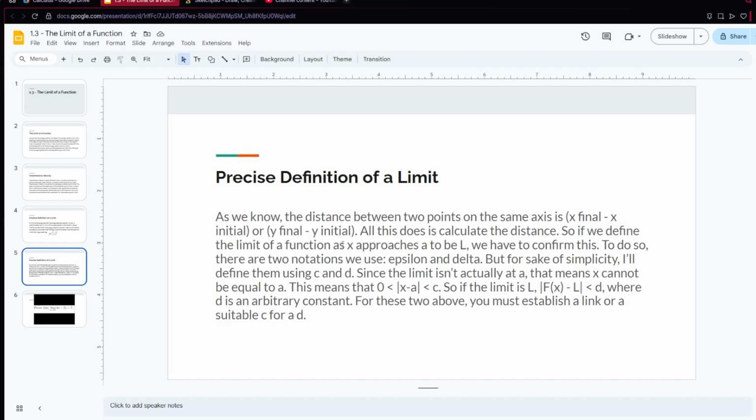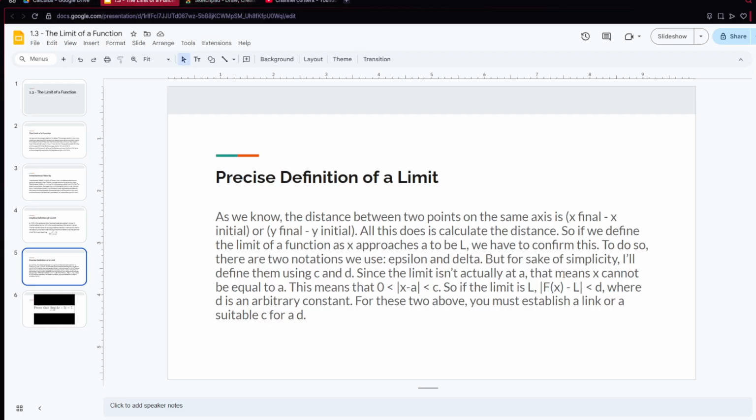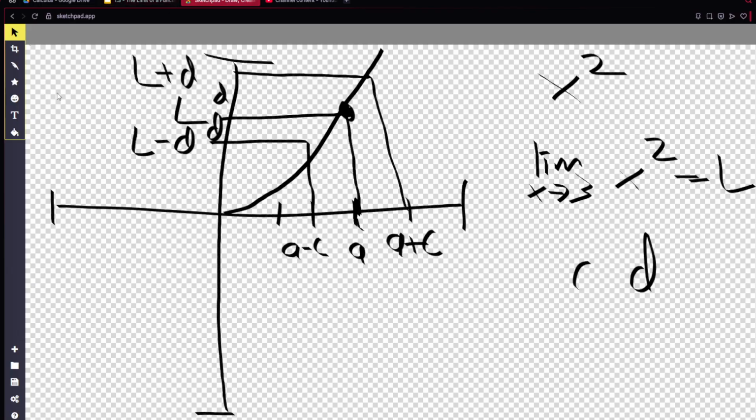So if we define the limit of a function as x approaches A to be L, with the same notation we used here, we use epsilon and delta, but for the sake of simplicity, I'll define them using C and D. The limit is at A, so that means x cannot be equal to A. That's why we use the interval 0 less than the absolute value of x minus A, less than C, because x can't be at A itself, so it has to be a little bit bigger and a little bit below this ratio if we're finding the limit between these 2 bounds.